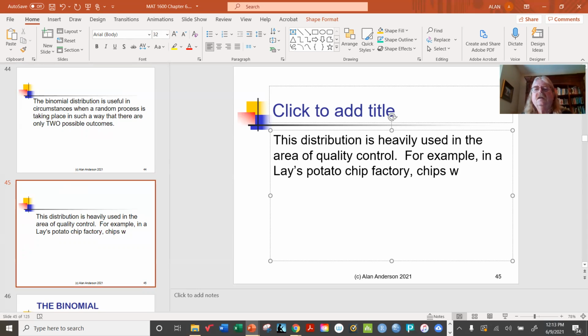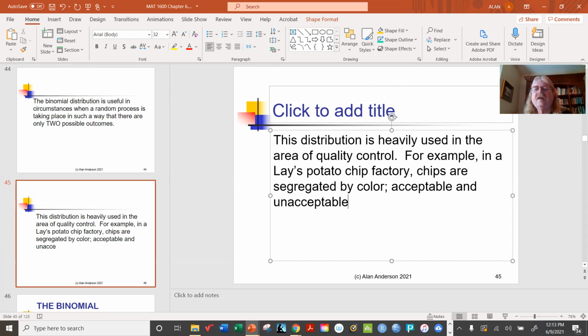chips are segregated by color. And there's only two choices, acceptable and unacceptable. In other words, you don't have a bunch of different options. If the chip looks fine, it goes through. If it doesn't look right, it goes in the garbage.